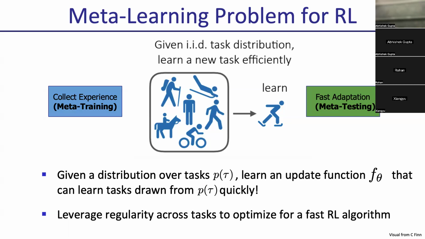In meta reinforcement learning, you're going to have a learned update function. And that learned update function is going to take you from pi to pi prime to pi prime prime.